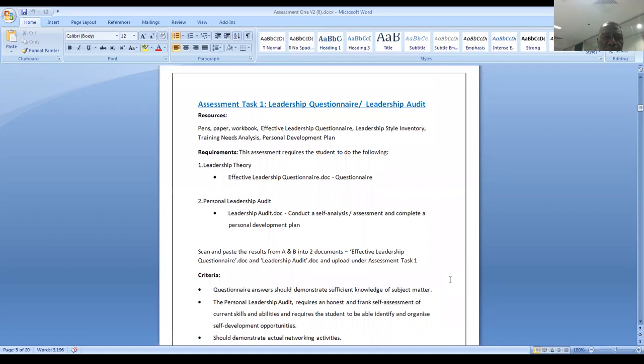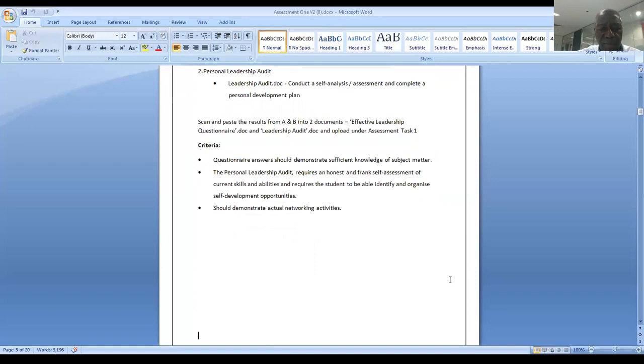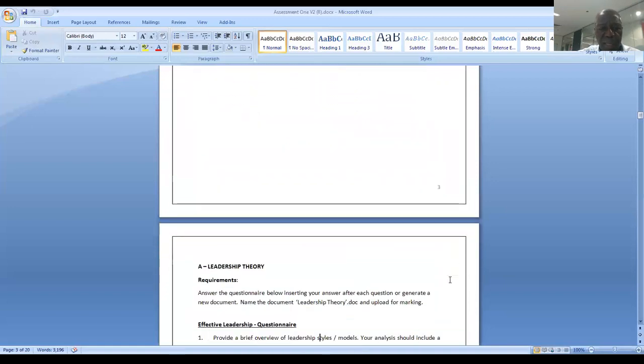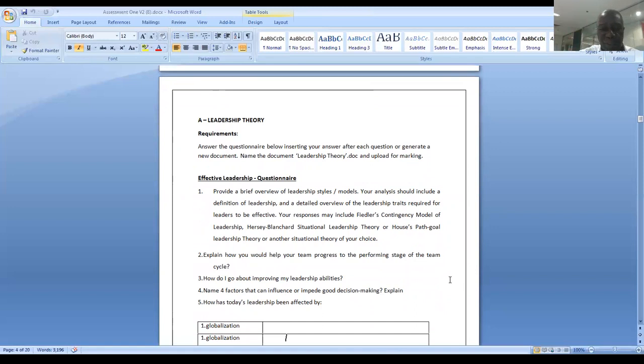And so scan and paste the result from A and B into the documents, effective leadership questionnaire, and upload them to task 1. So what's the criteria? Questionnaire answers should demonstrate sufficient knowledge of subject matter, and the personal leadership audit should demonstrate actual networking. And then we go to leadership theory. So on leadership theory, what are the questions? You've got to answer the question, insert your name.